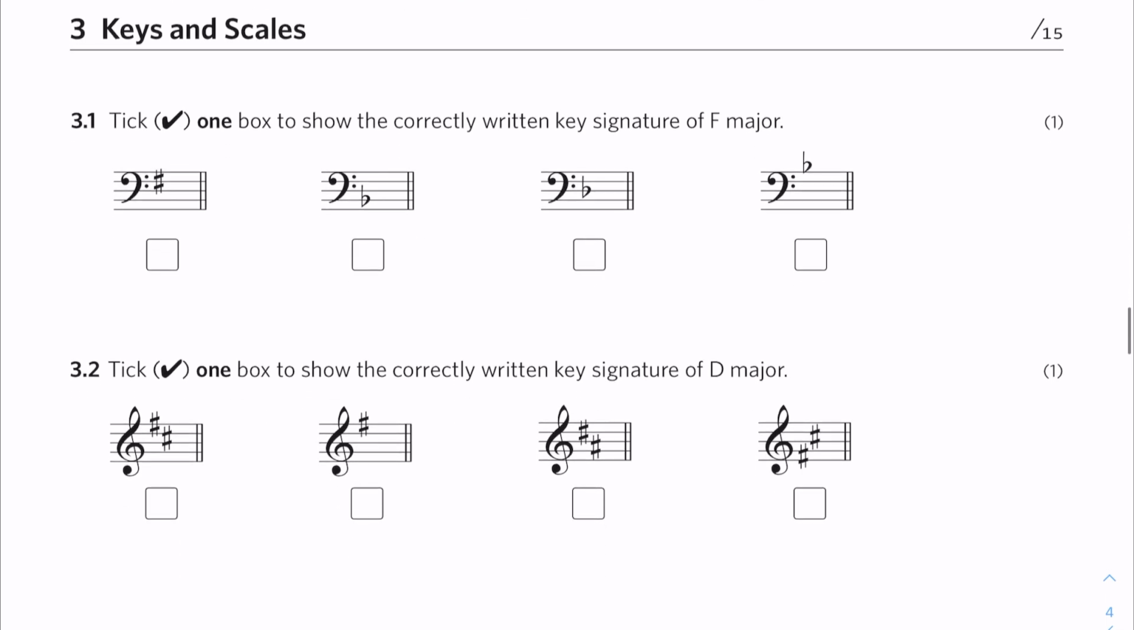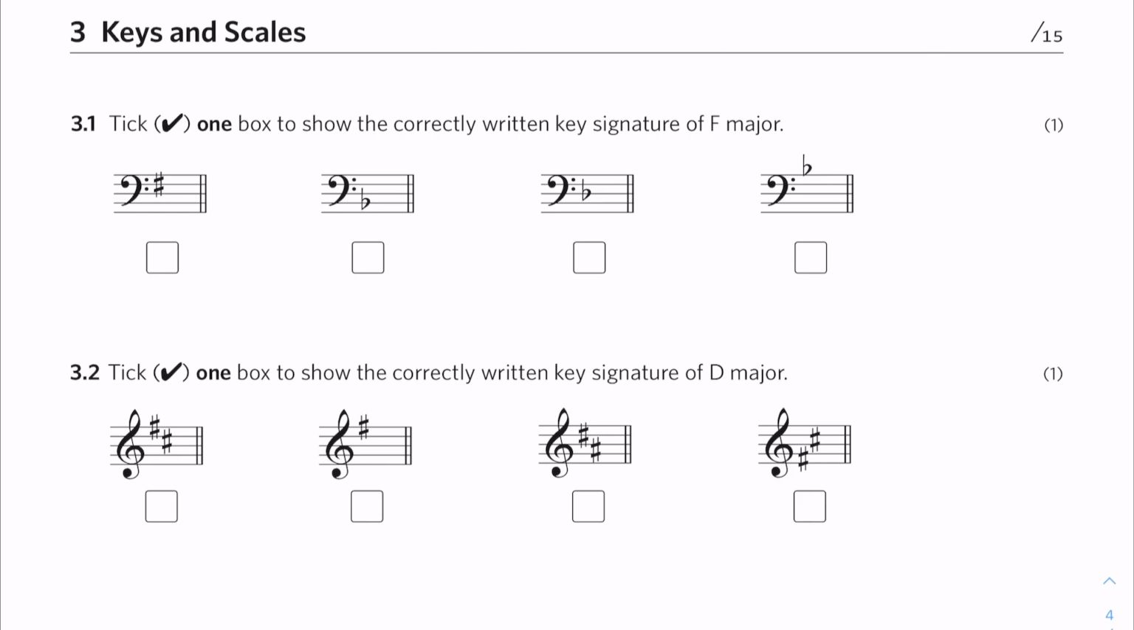Question number 3 is on keys and scales. Tick one box to show the correctly written key signature of F major. First of all, you need to know that in F major, there is a B flat. So we have to look for a key signature with a B flat. The first one we have here is F sharp, which is incorrect. Next we have good burrito, so B flat. Okay, looks like it's correct.